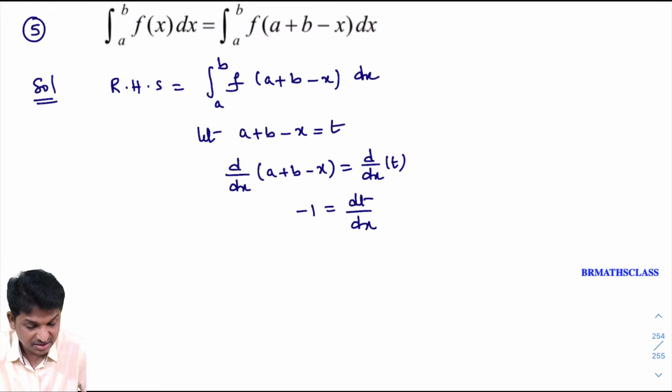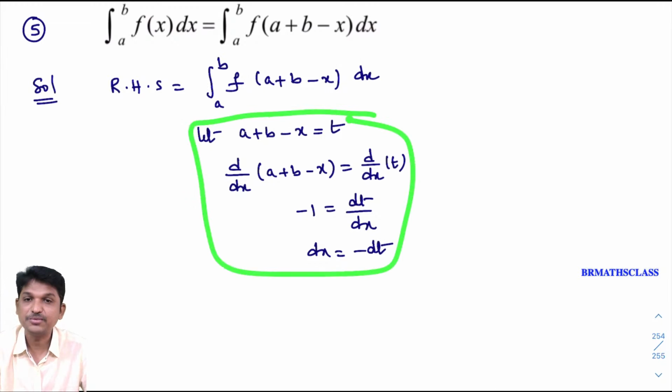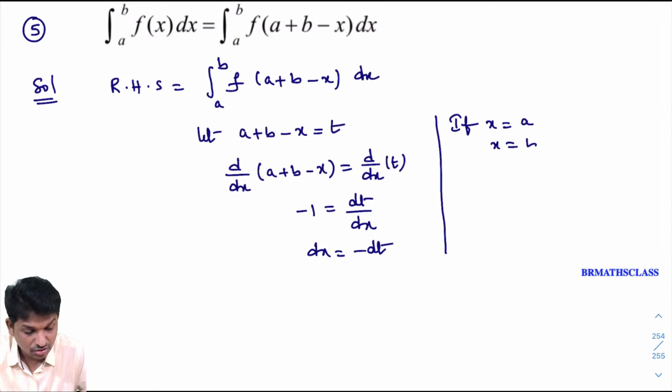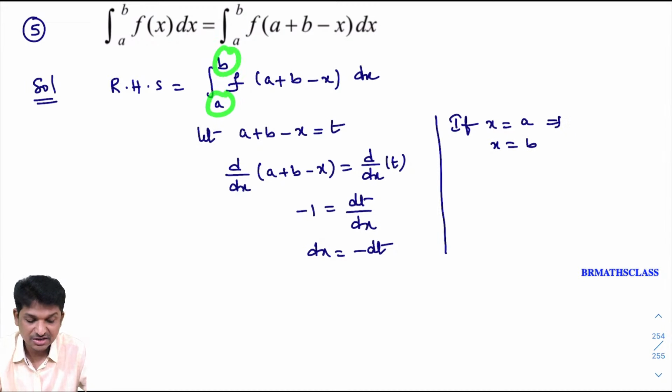What I want from this? I want dx. What is dx? dx equal to minus dt. Okay, this is a definite integration by substitution method. We learned in the last exercise also, whenever we use substitution method in definite integration, limits change. Don't forget that point. So here these are the limits, whatever limits they gave, that is for x. x equal to a, x equal to b.